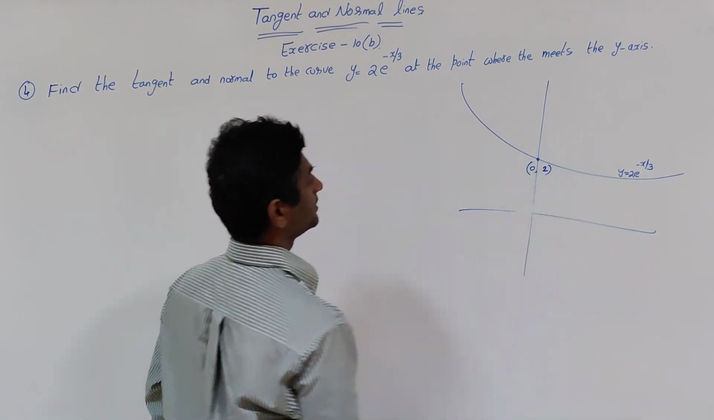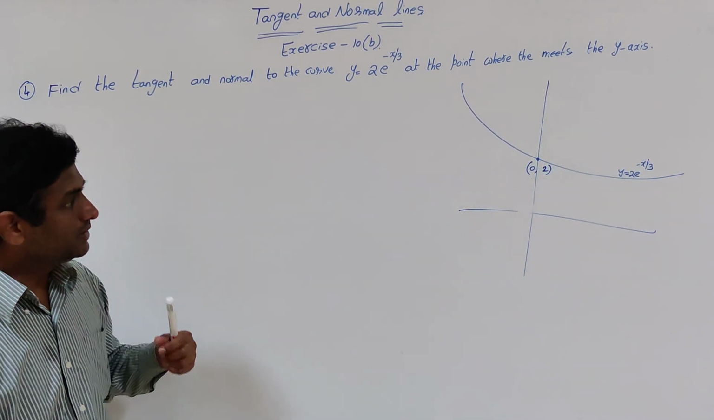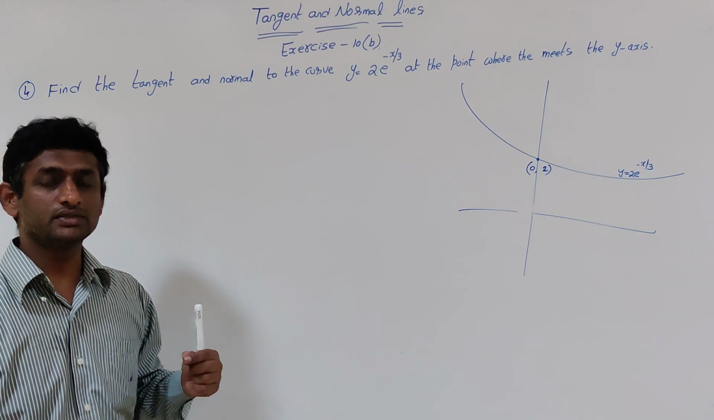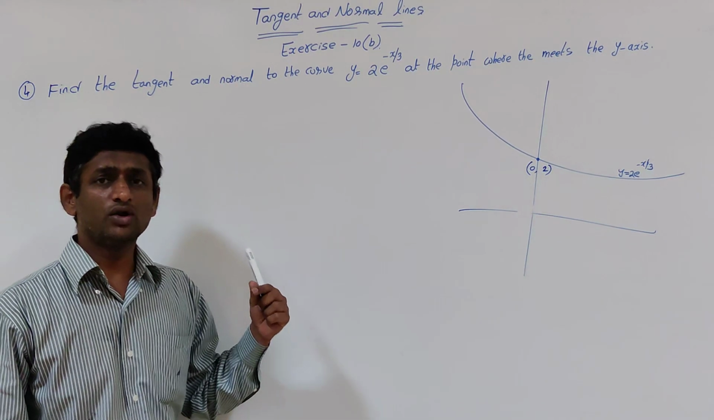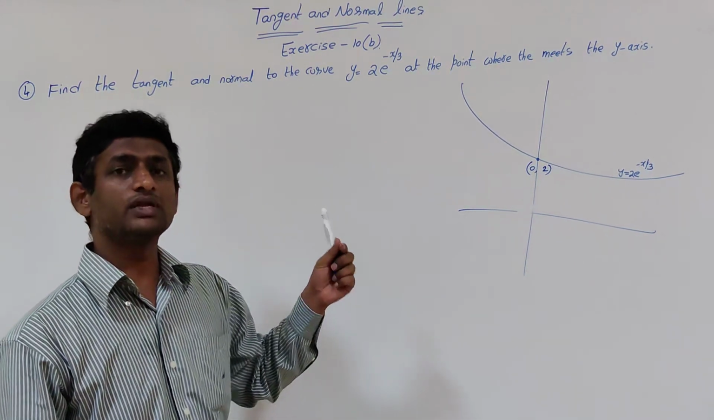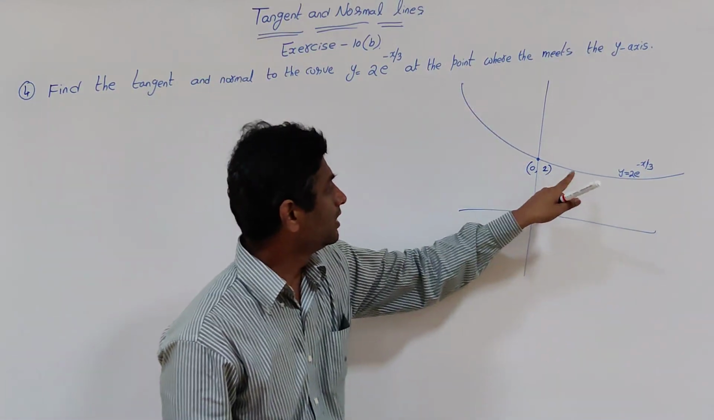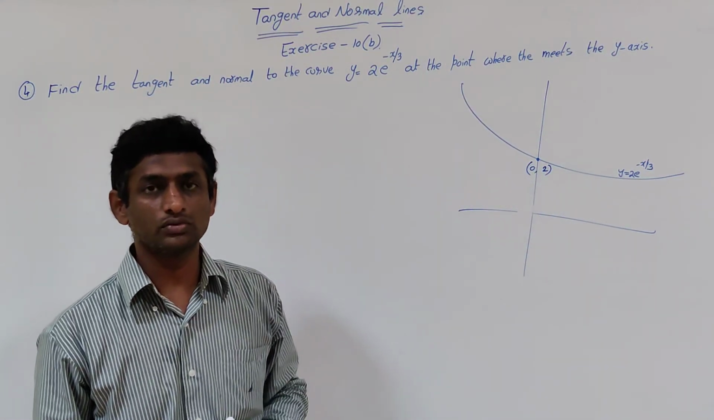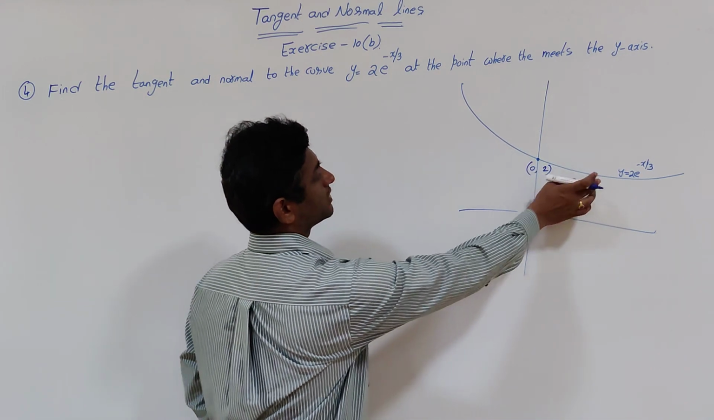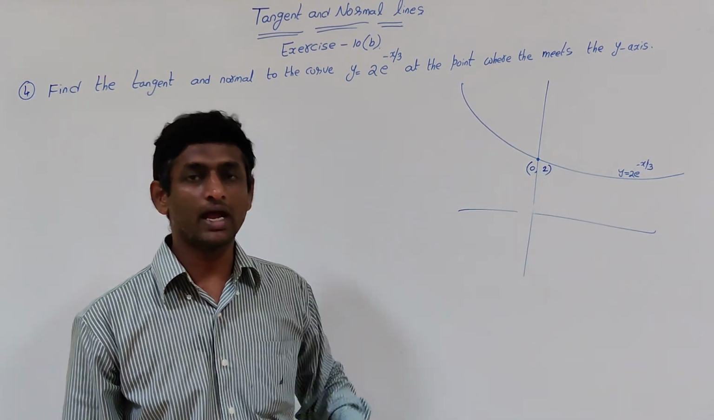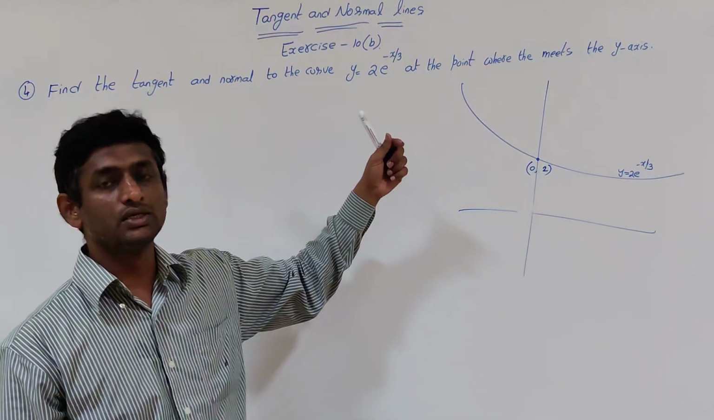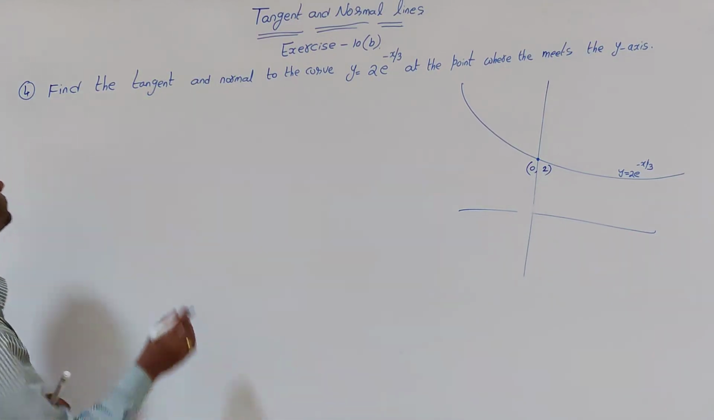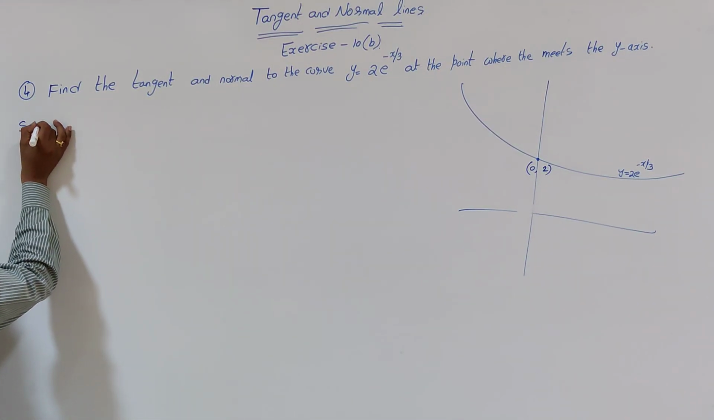So the point is (0, 2). What we have to find out is the tangent as well as the normal of this curve at the point 0 comma 2. So we have to find out the slope of the curve at 0 comma 2, and we have to find out the normal line also. Okay, so we'll see the solution.